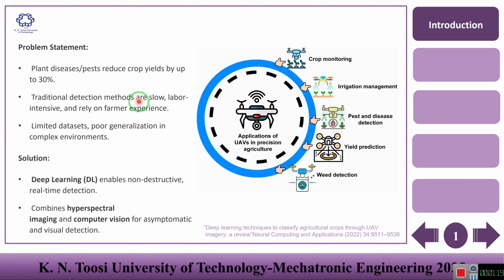And although there are these problems mentioned here, there is a solution for it. The solution is using deep learning and artificial intelligence methods, so that we can use it in cases such as crop monitoring, pest and disease detection, yield prediction, and weed detection.